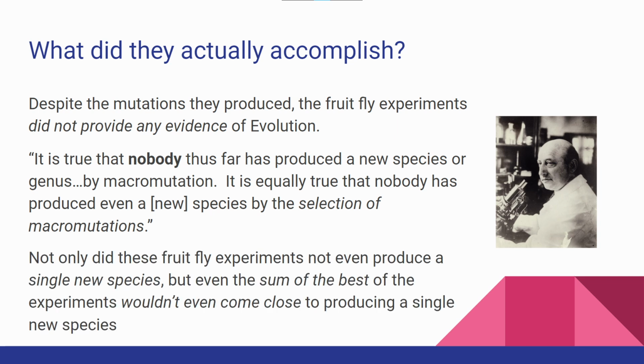In other words, not only did these fruit fly experiments not produce a single new species, when they should have produced several if evolution were true, but even the sum of the best of these experiments wouldn't come close to producing a new species, let alone several. They've got no process for adding new genetic information. They've got no process for coming up with genetic mutation or genetic information. The processes that they have for trying to add additional information don't stack up scientifically. And when they've observed hundreds of thousands or millions of years of equivalent human generations, we see genetics holding consistent.